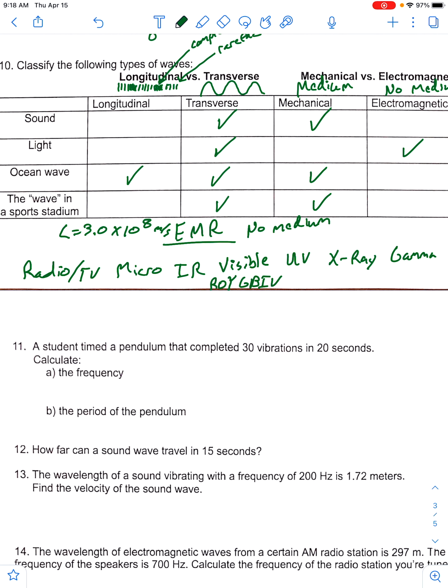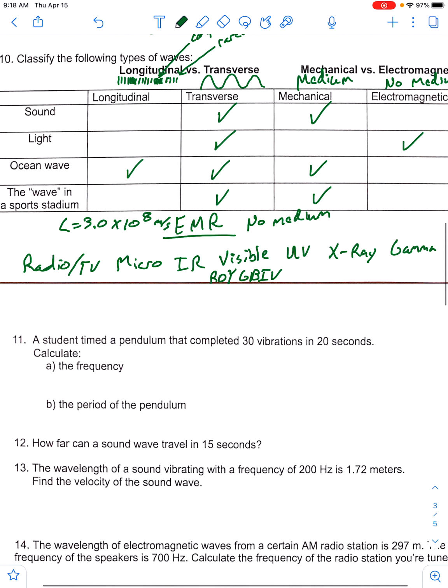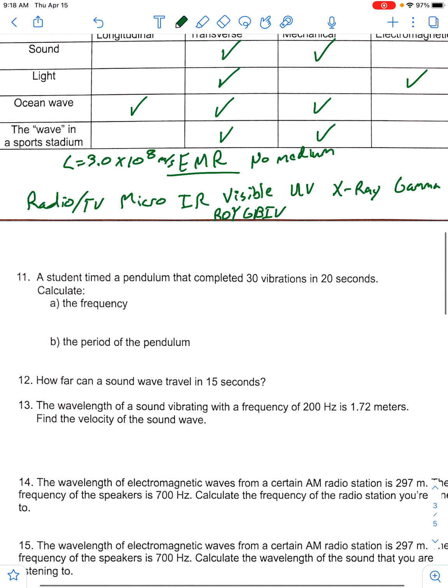So that'll come in handy in a second when we make sure we use the correct velocity. Okay, so number 11, a student timed a pendulum that completed 30 vibrations in 20 seconds. Calculate the frequency and the period of the pendulum. Remember, frequency is the number of vibrations in a certain amount of time. Period is the time it takes to do one vibration.